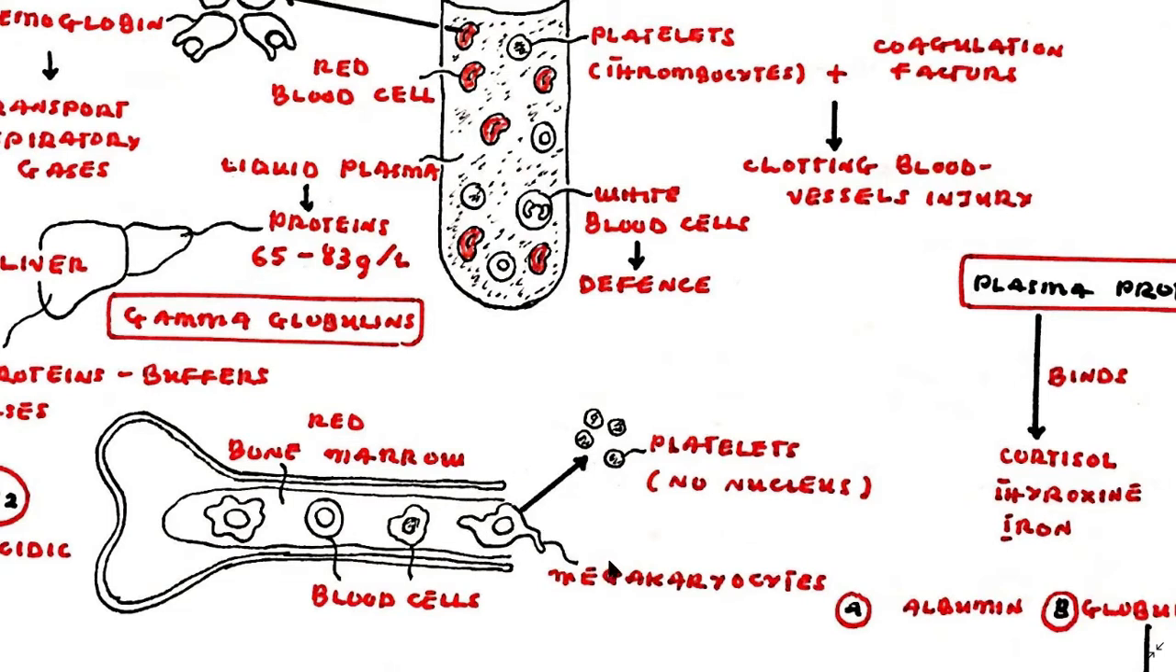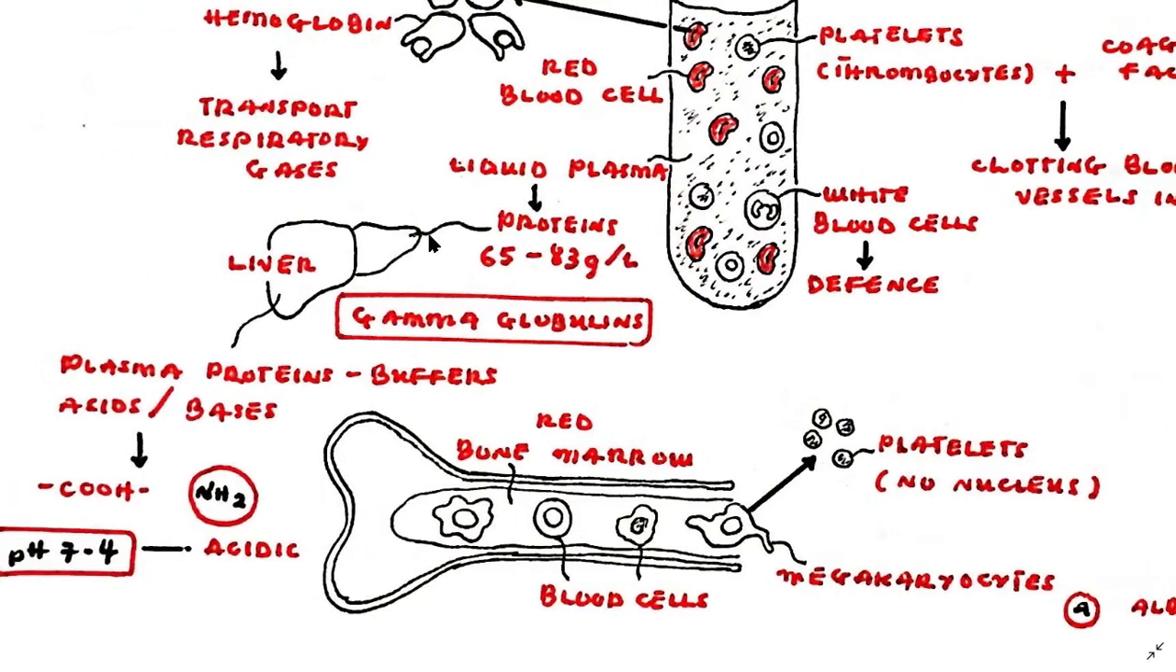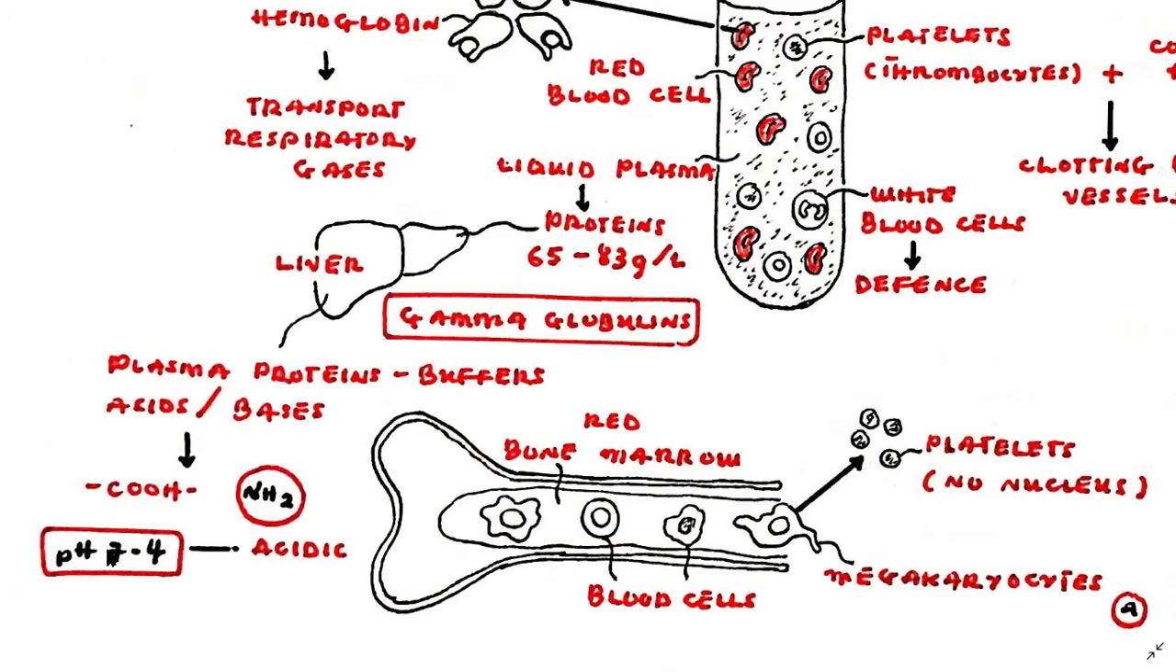Plasma contains several important proteins with a total concentration of 65 to 83 grams per liter. Most of these proteins are synthesized in the liver, with the exception of gamma globulins. At a pH of 7.4, they are mostly in the acidic form. Their ability to accept or donate hydrogen ions means that they can act as buffers.